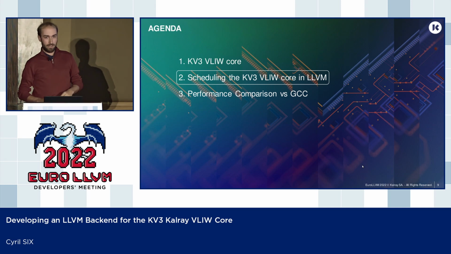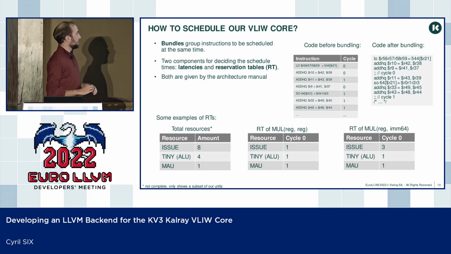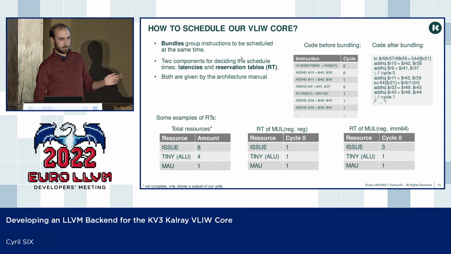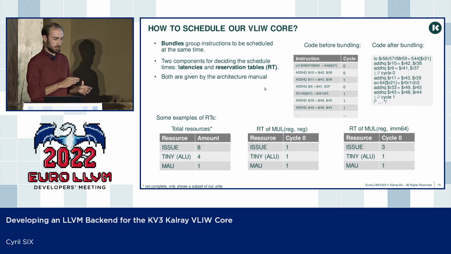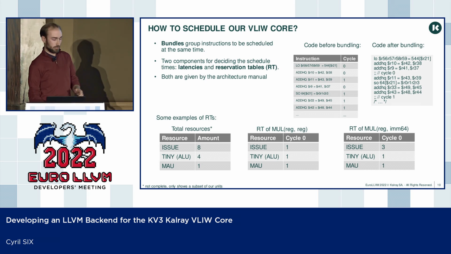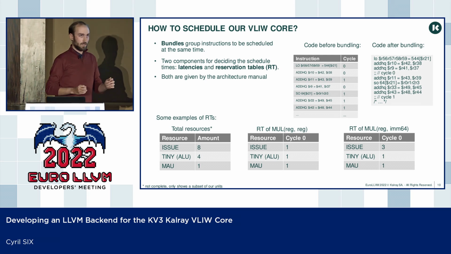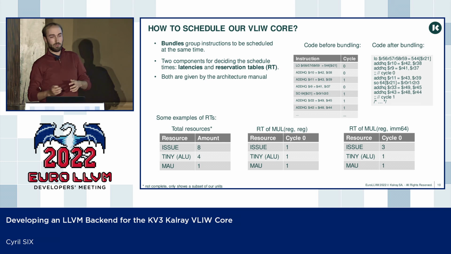Now I'd like to focus on the scheduling on the VLIW core. So how do we schedule the VLIW core? Well, the bundles group instructions to be scheduled at the same time. And as you might know, there are 2 main components for deciding the schedule times: the latencies and the reservation tables. Both are given by the architecture manual. So in our processor, if you have a piece of code, we are able to statically determine how many cycles it's going to take, assuming there are cache hits in memory.